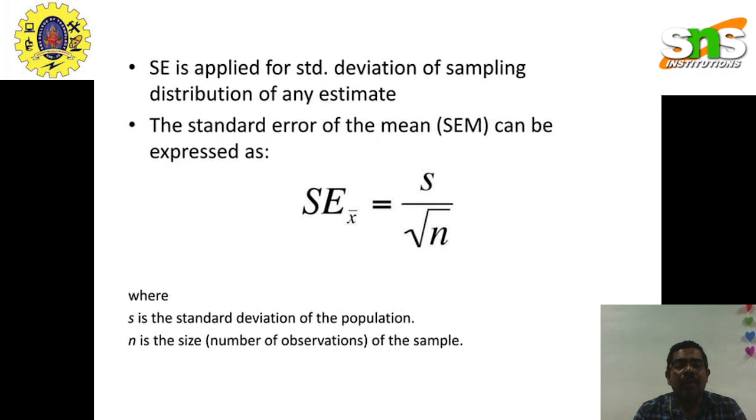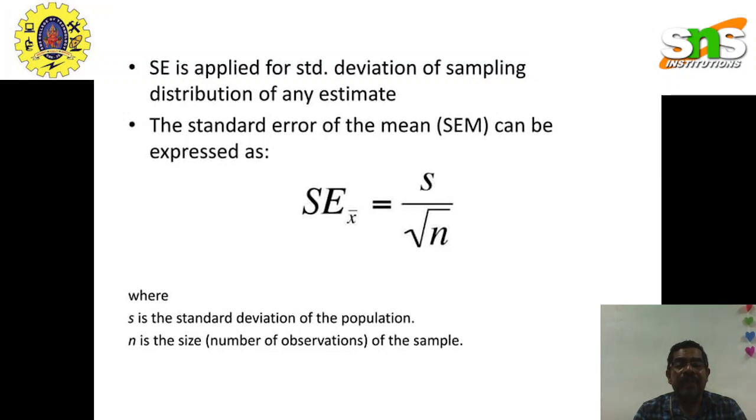Next, how do we compute the standard error? The standard error has the formula SE of x bar equals S divided by the square root of n. S stands for the standard deviation of the population, and n is the size of the sample. From that I can make one beautiful computation of what my standard error is in my data.